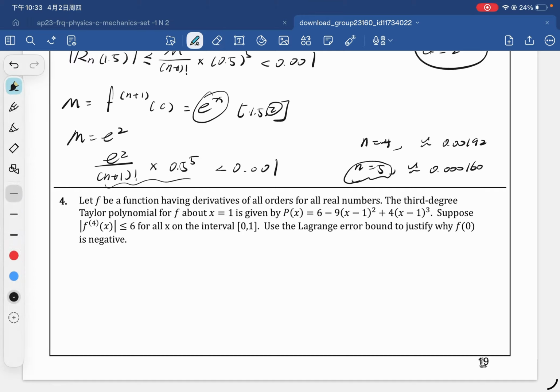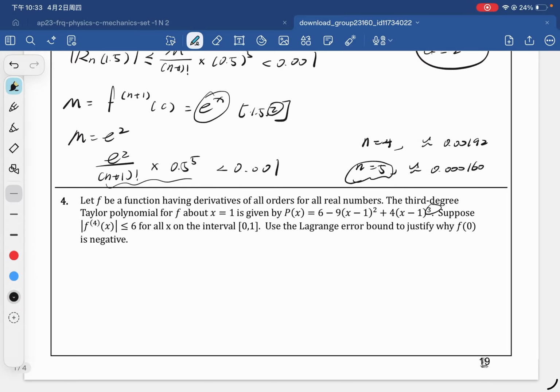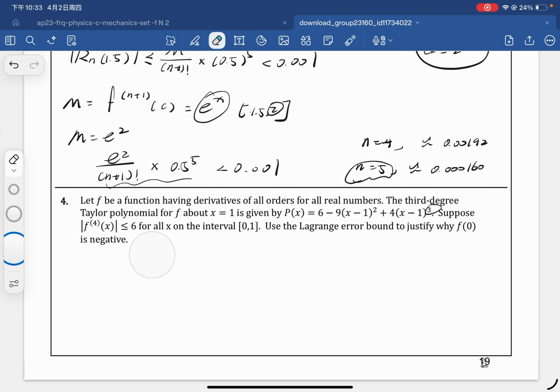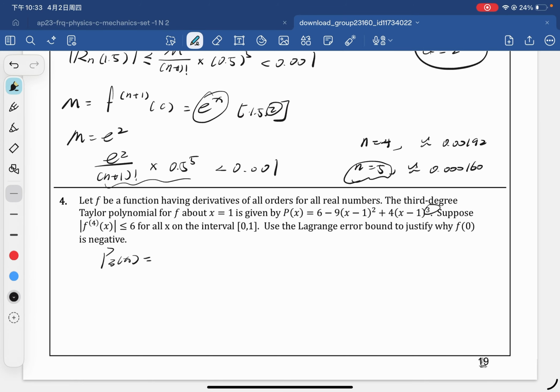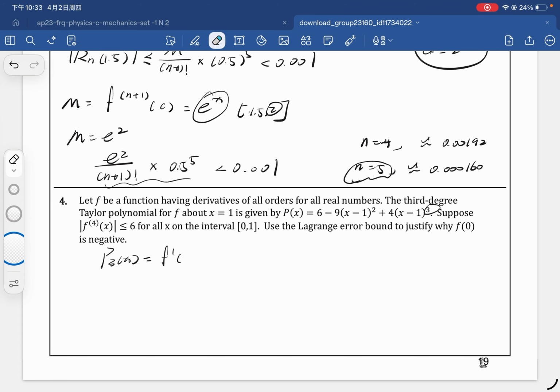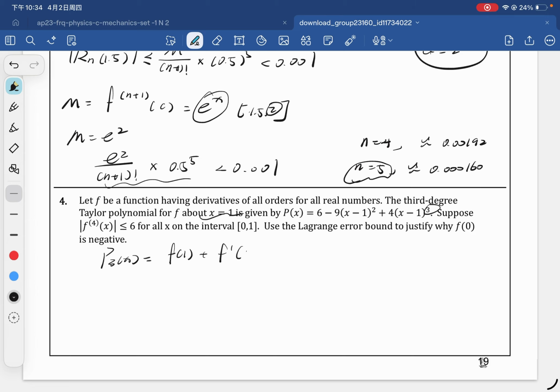We still start with the expansion. It's third degree, so P3 of x should be equal to f of 1 plus f prime of 1 times (x minus 1), plus f double prime of 1 times (x minus 1) squared divided by 2 factorial, plus f third prime of 1 over 3 factorial times (x minus 1) cubed. So f of 1 is 6.